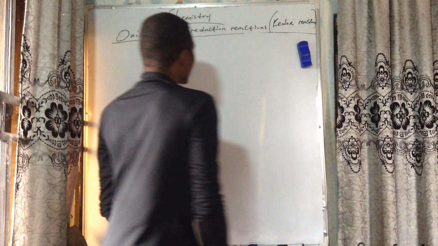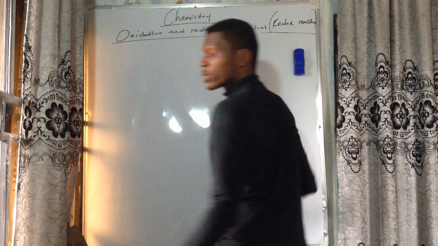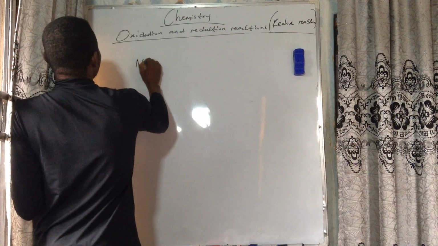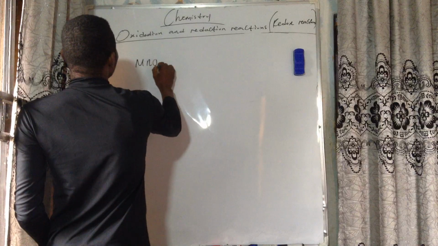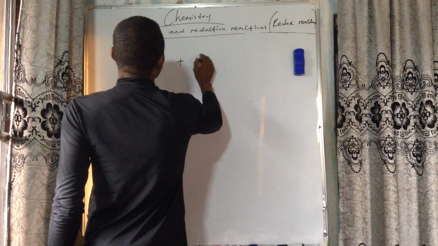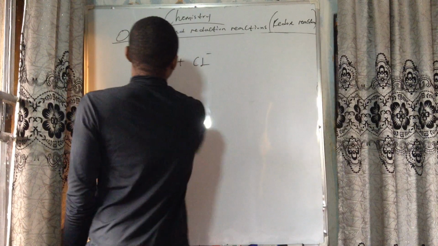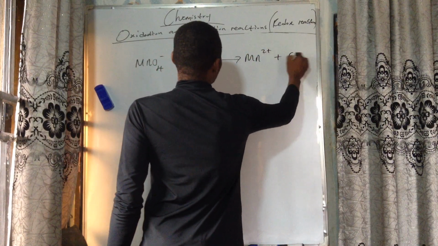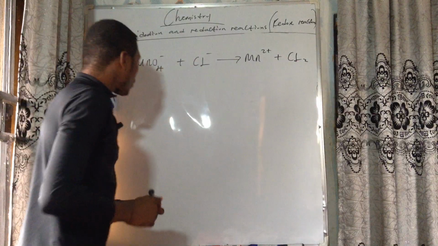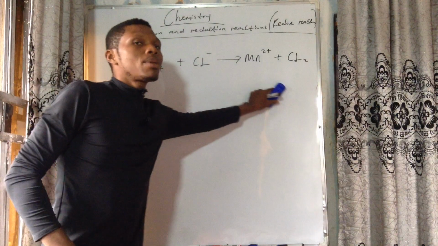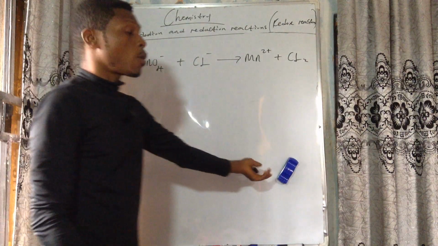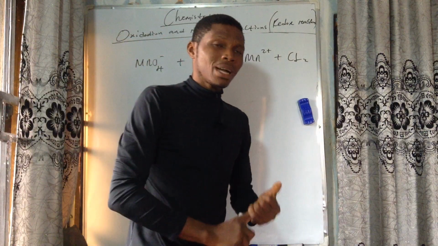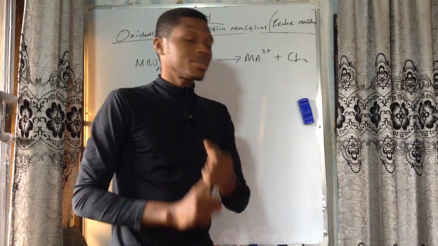All right, so let us take care of a more serious question in this topic. Let's say you are asked to write the net equation of MnO4 minus plus Cl minus, giving us Mn2 plus and Cl2. Now, they ask you to quickly write the net ionic equation for this. Now, what will you do?